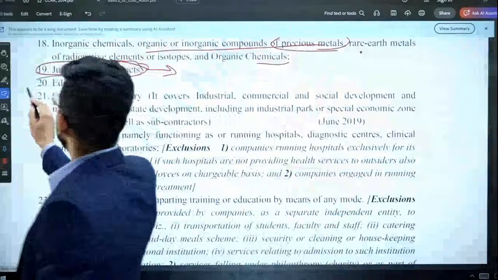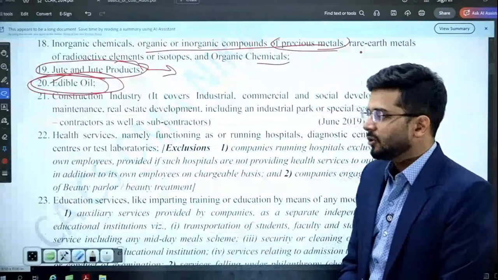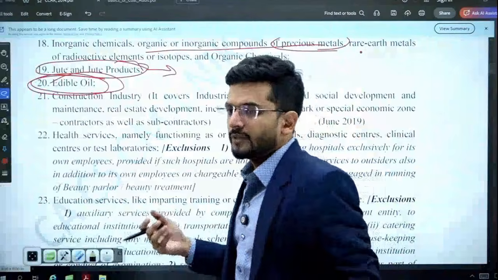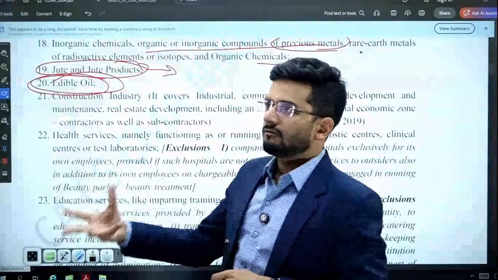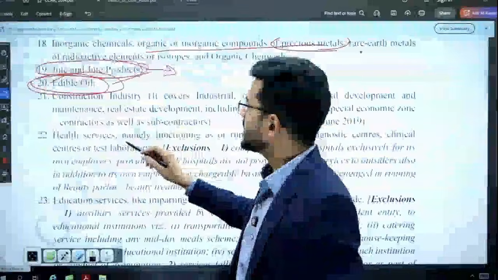Okay, sir, got it. Then we have edible oil, any kind of edible oil which is being produced, which is being generated, and edible oil can be almond oil or olive oil or Parachute or coconut oil or mustard oil. Any kind of edible oil is covered under this particular category.